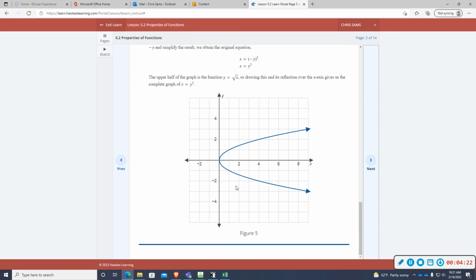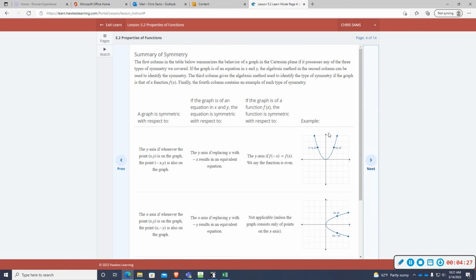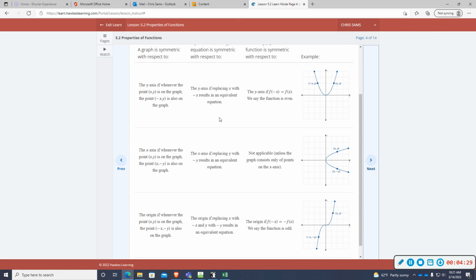This one just has x-axis symmetry. You see if you flip it across the x-axis visually with your eyes. Here are some graphics, and they tell you the type of symmetry they have.